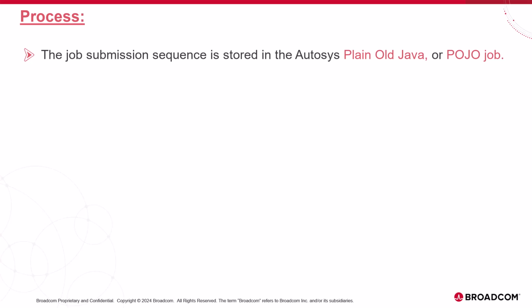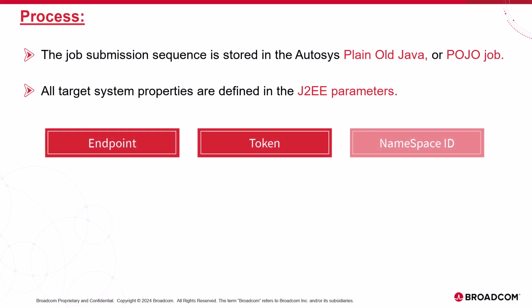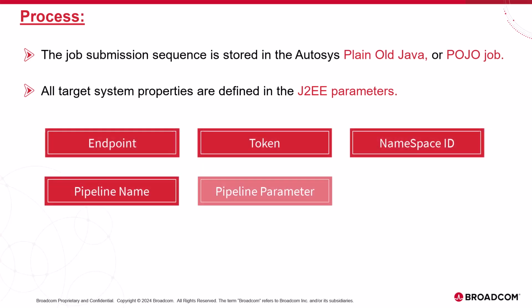The job submission sequence is fairly simple because all job definition properties are stored in the AutoSys plain old Java object, or POJO job. All the target system properties, including the endpoint, token, namespace ID, pipeline name, pipeline parameter, and other parameters, are defined in the J2EE parameters. These parameters may vary depending on the authentication method used.